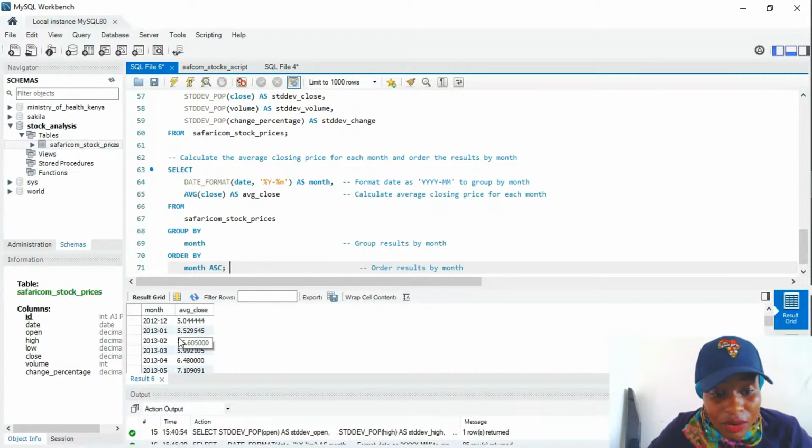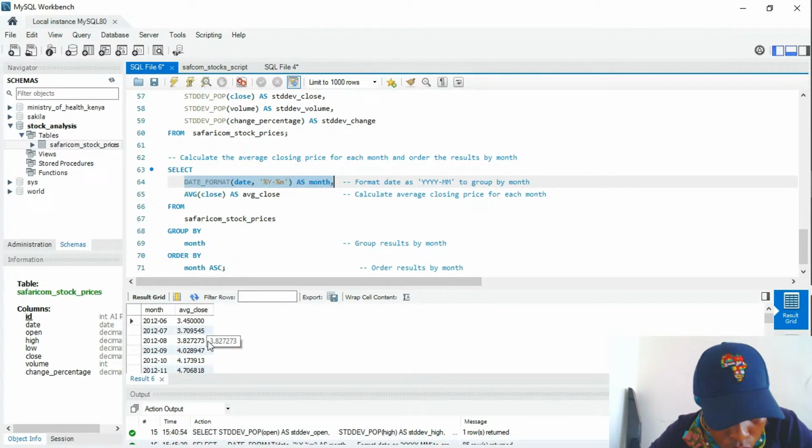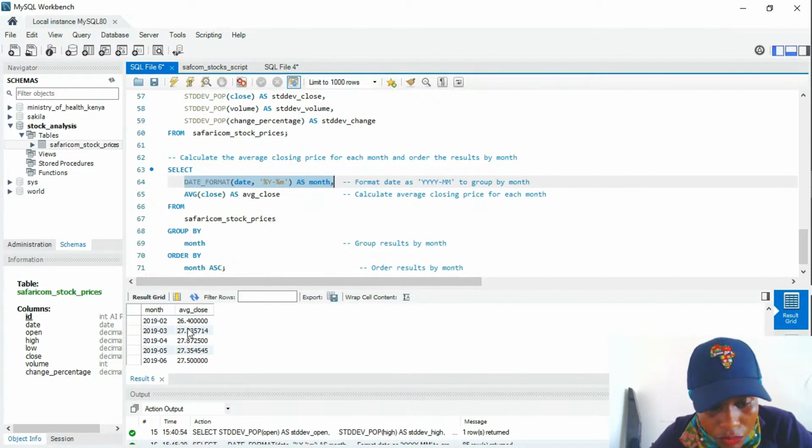So here we have our results that have averaged the closing prices for all months. It has averaged them per month, and it has grouped them by the month, which is why we have this date format here. So I think that is it. This will be really beautiful if you are visualizing, but that gives us a market analysis. But if I just look at it, let me expand this.